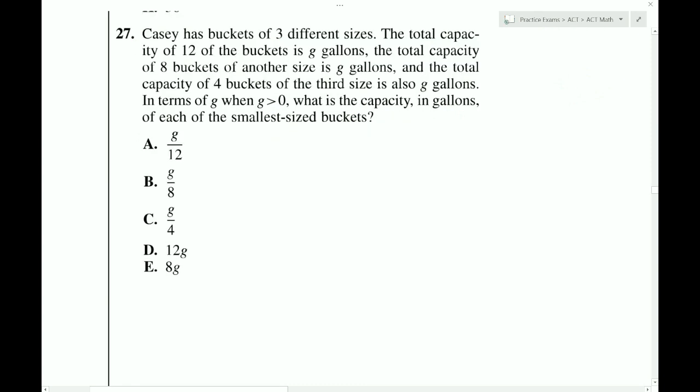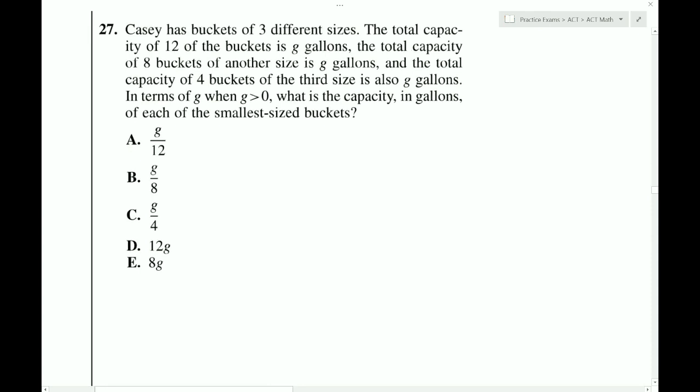Casey has buckets of 3 different sizes. The total capacity of 12 buckets is G gallons. The total capacity of 8 buckets of the other size is G gallons. What is the total capacity of 4 buckets? Alright, so a lot going on here.